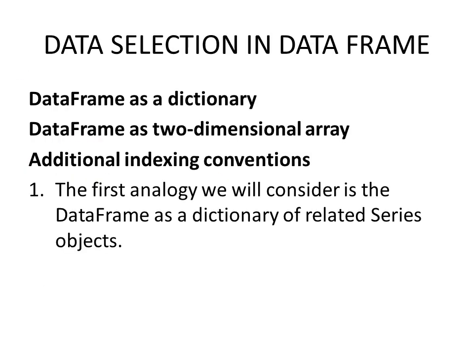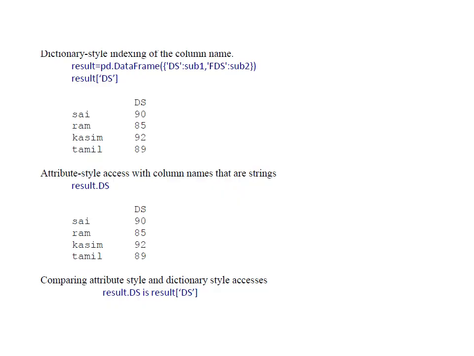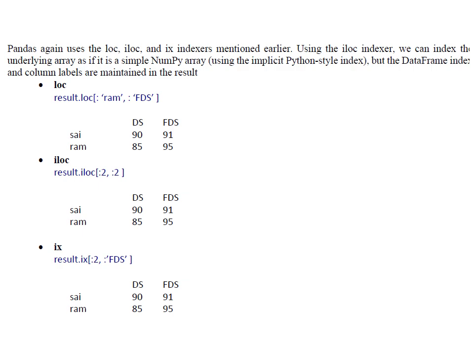So data selection in data frame. A data frame as a dictionary is a 2-dimensional array. Additionally, indexing conventions apply as with basic series in pandas. So let's see the example of pandas with loc, iloc and ix. Location is saved in the data frame. If you see DS and FDS and the marks is code. The next is the result of iloc. So it has 2 rows and 2 columns. It displays the 2 rows and 2 columns.